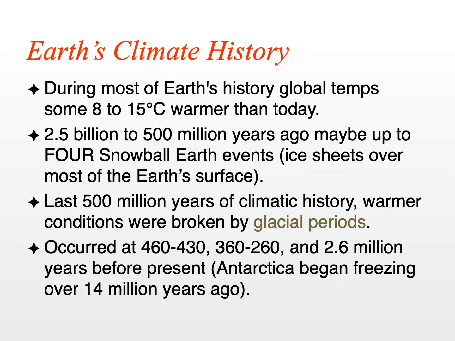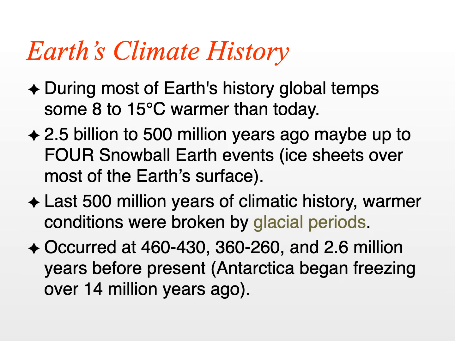So what we're going to learn in this section is that the Earth's climate has varied considerably over time. In fact, during most of the Earth's history, global temperatures were some 8 to 15 degrees Celsius warmer than today, creating tropical conditions that extended into the middle latitudes and in some cases into the high latitudes.